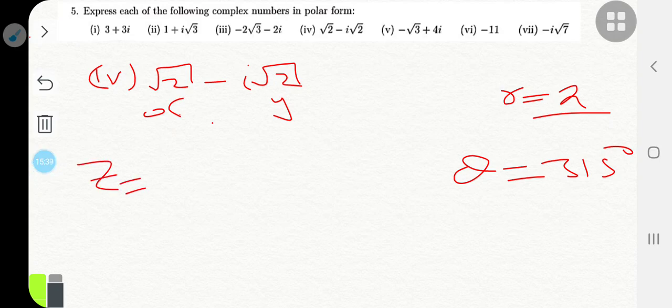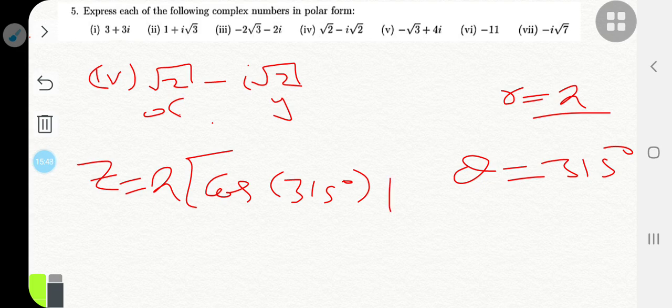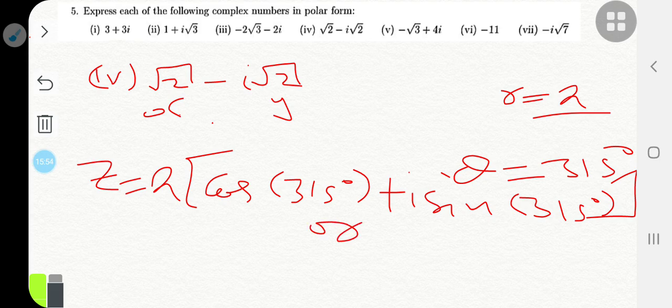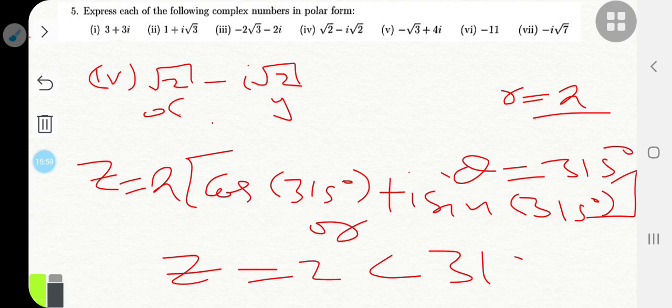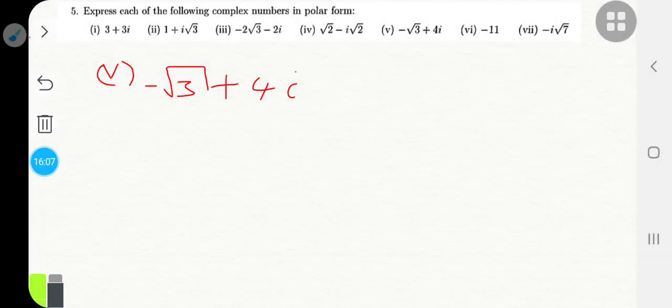So I'll say my z is equal to, my modulus or magnitude is 2, then cos 315 degrees plus i sin 315 degrees. Or I'll just write it in this way: 2 angle 315 degrees. And you are done. We move on to part 5.